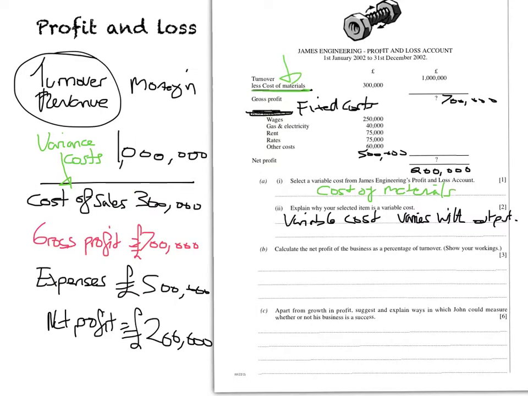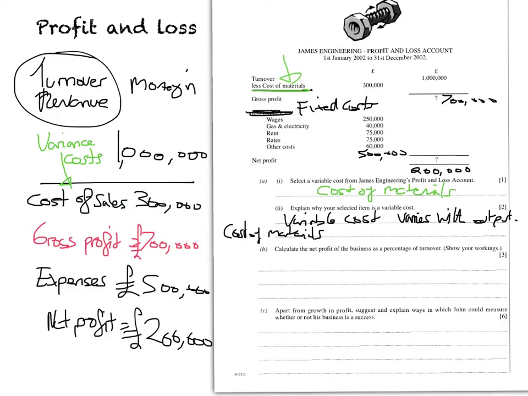Then you say cost of materials is a variable cost because, and it's a variable cost because the more products you need, the more materials you need. So explain that in that gap there.